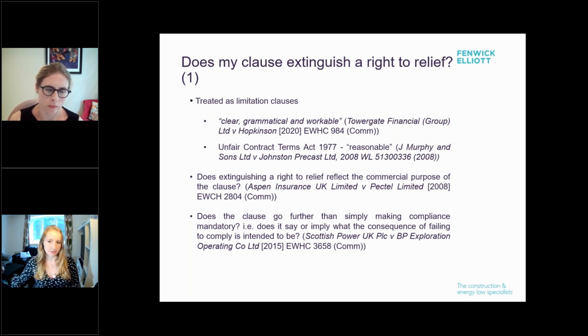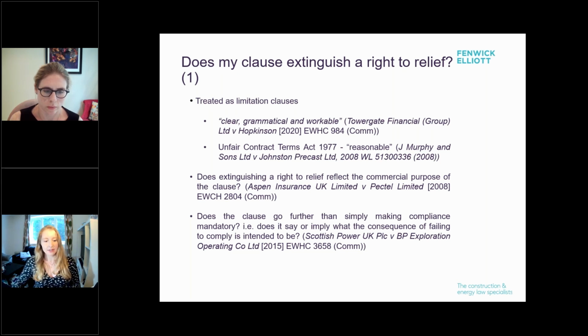So for example, the reasonableness test under the Unfair Contract Terms Act 1977. Another consideration may be whether the commercial purpose of the clause in question justifies compliance with the clause. So in Aspen's case, the commercial purpose of the condition precedent was to allow underwriters to investigate a claim at the earliest opportunity, and this purpose justified the enforcement of that clause as a condition precedent. That is a common theme amongst condition precedents, the ability to investigate a claim at the earliest opportunity, so it is important to bear that in mind.